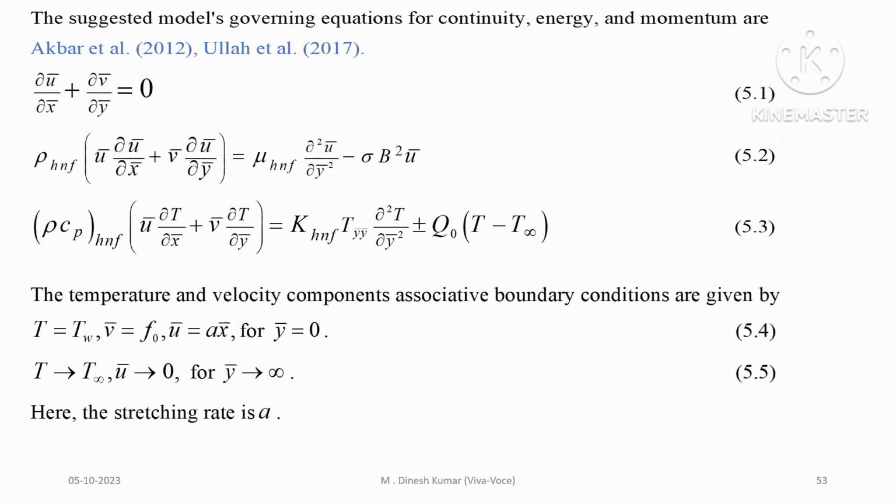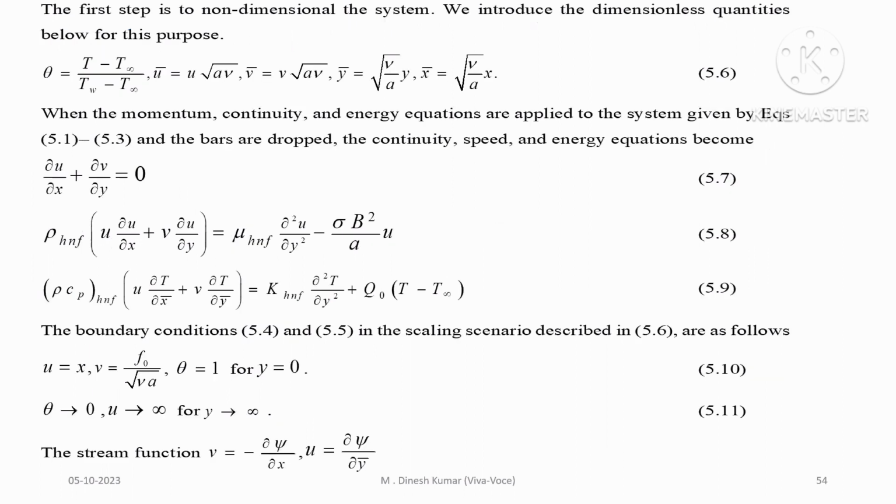Equations 5.1, 5.2, and 5.3 represent the continuity, momentum, and energy equations. Applying the suction effect, in 5.4 you can see V equals F naught. Equations 5.4 and 5.5 represent the boundary conditions. These are 5.7, 5.8, 5.9, after transforming the dimensional equations to dimensionless form. Here you can see the suction effect parameter in 5.10, V equals F naught times the square root of mu A. And these are the stream functions.